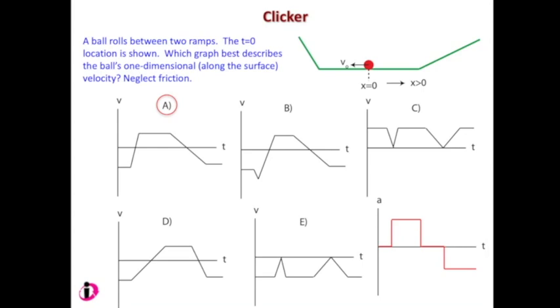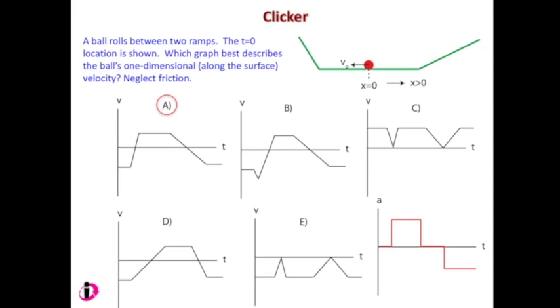C starts with a positive velocity, which would mean the ball starts moving to the right, which is not true. So C is out, but D has that and E has that as well. So far we've ruled out C. Now we know that that zero acceleration is followed by a positive constant acceleration, which means we are going to add to that negative velocity we just had. In other words, make it less negative by adding to this negative number.